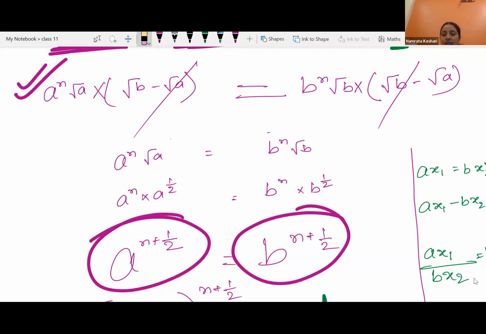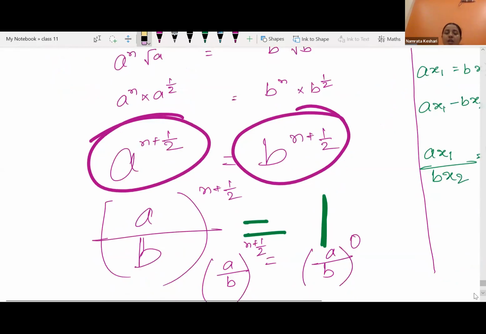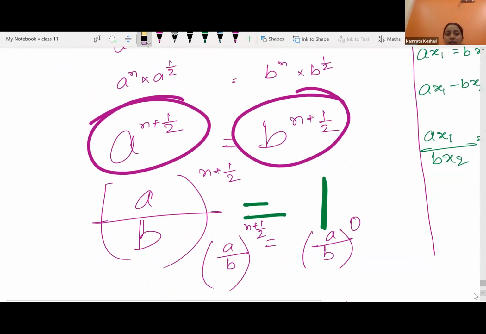Now we can say that these two can be written in ratio form because both the powers are the same. So we can write it as a to the power n plus 1 by 2, divided by b to the power n plus 1 by 2, that is equal to 1. Getting it?